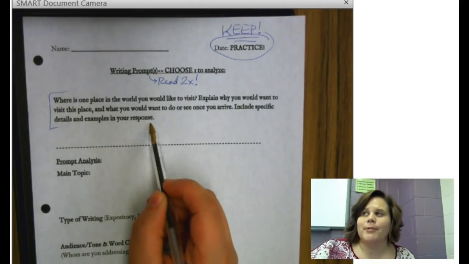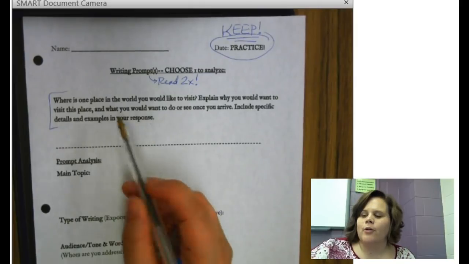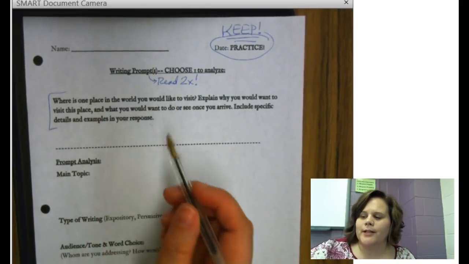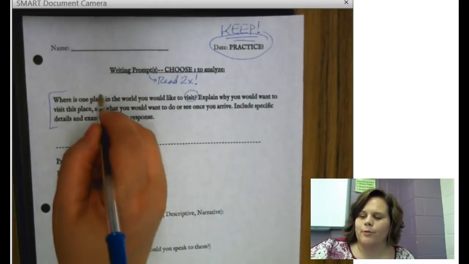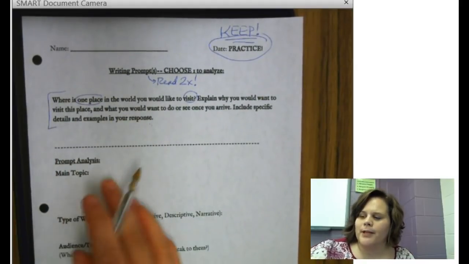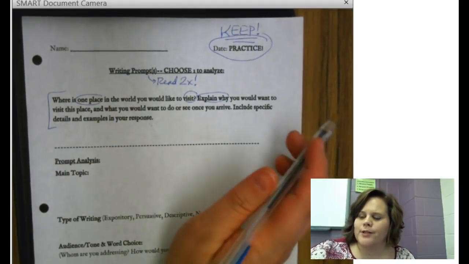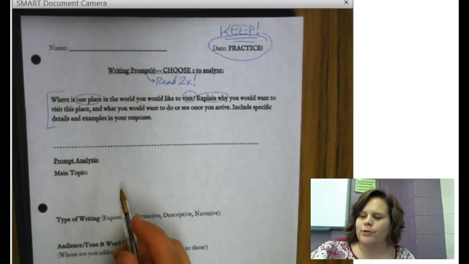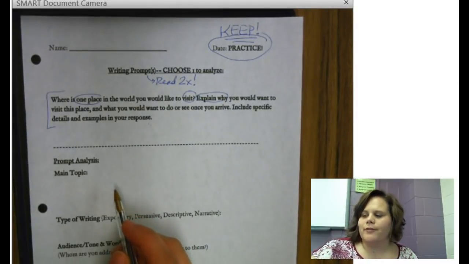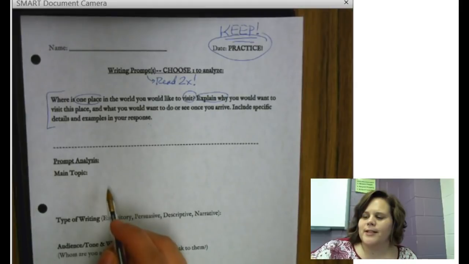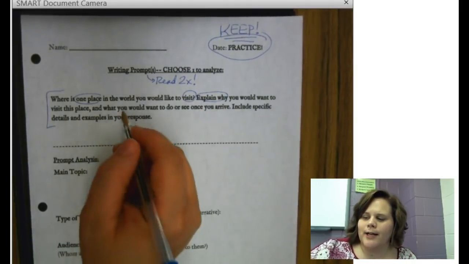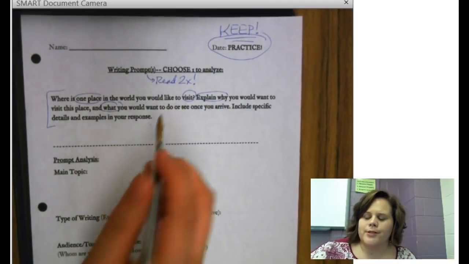Okay, so maybe a place I want to visit. Where is one place in the world you would like to visit? I'm going to circle one place. Explain why you would want to visit this place and what you would do or see once you arrive. Include specific details and examples in your response. So explain why and what you would want to do or see.